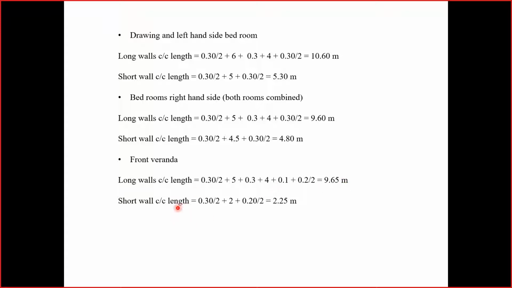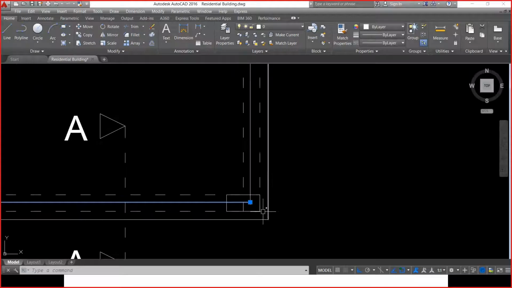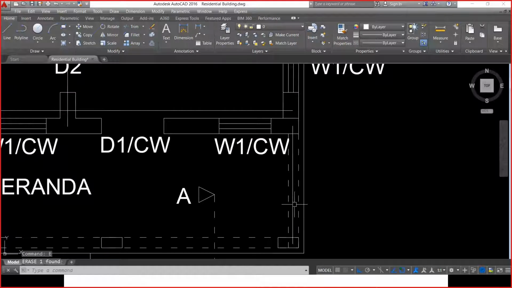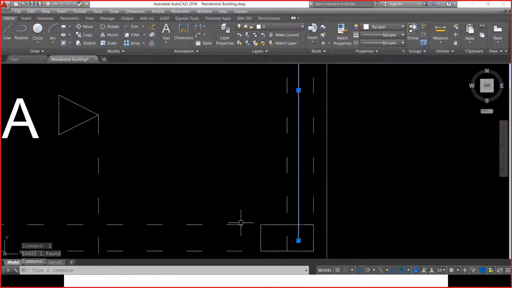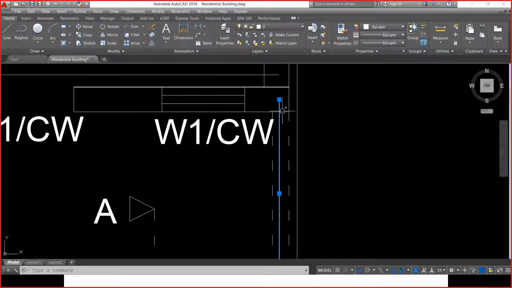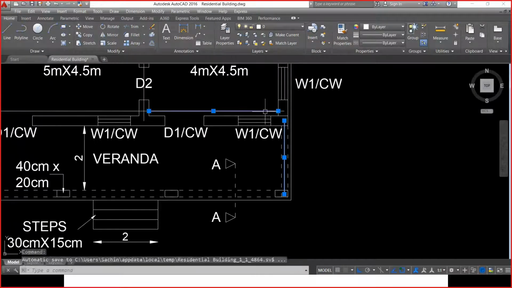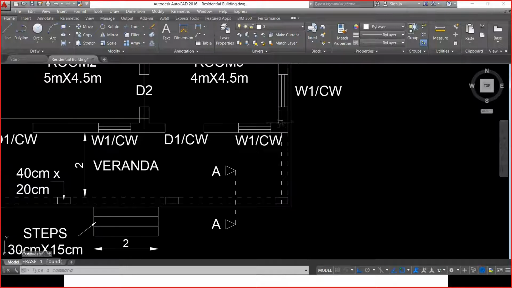Moving on to the next calculation, the short wall center to center distance between the short wall lengths. So this is the center to center distance: the center of this 20 centimeter wall to the center of this 30 centimeter wall. I need to do the calculation.